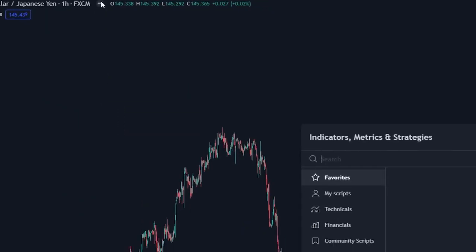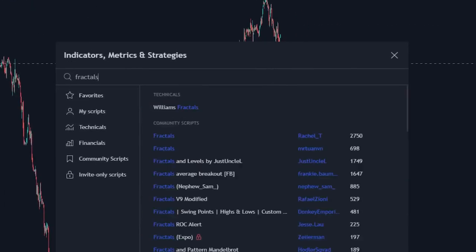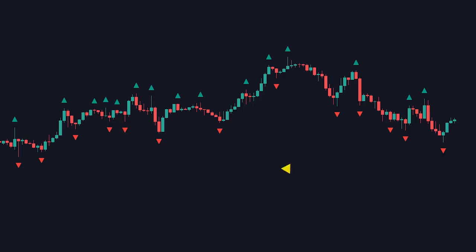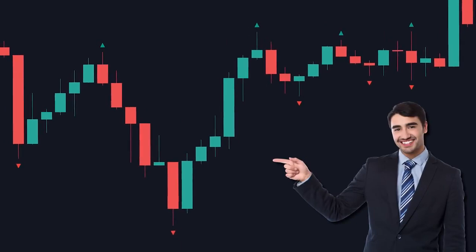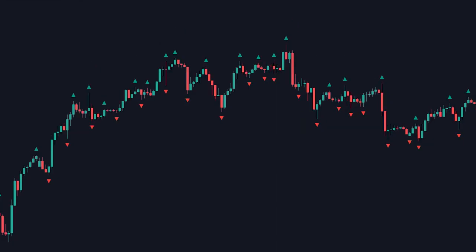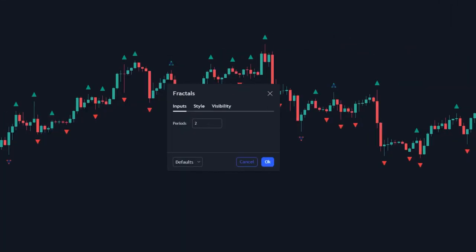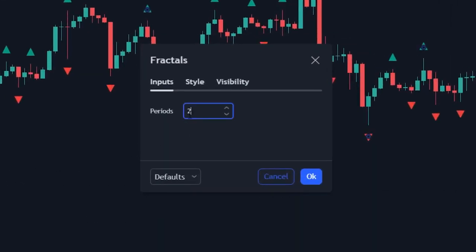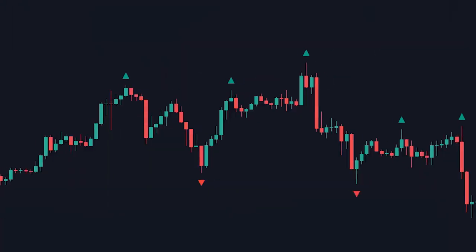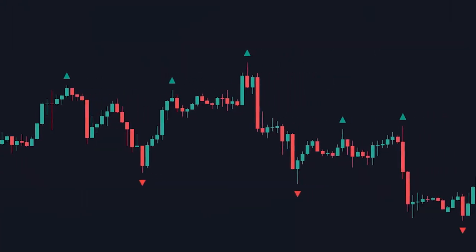First, go to the indicators tab and type in fractals. Click this one right here. Your chart will look something like this. This indicator will show us high probability reversal points. But as you can see, there are a lot of fractals going on basically every single possible reversal. We want to lower the sensitivity of this indicator so we only see the major reversals. To do that, go to the settings of the indicator and change the periods to 10. Now we filtered out only the strong swing points.